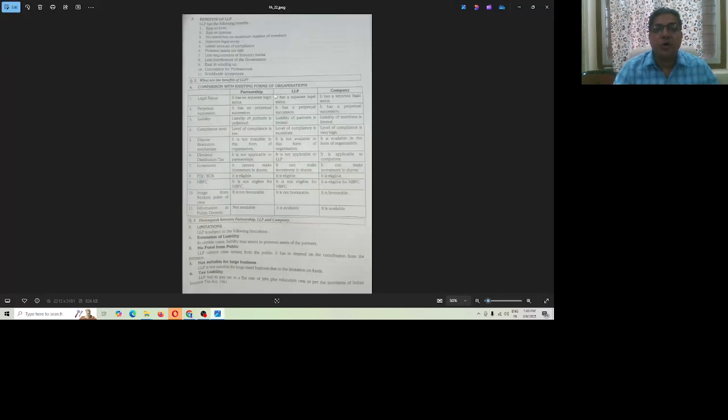Now, whenever we talk about the benefits of the LLP, there are a number of benefits. Easy to form, because a minimum of two persons are required to form the firm. Easy to operate, because it is very easy to run the business. They prepare the LLP agreement, and as per the agreement they can run their LLP.